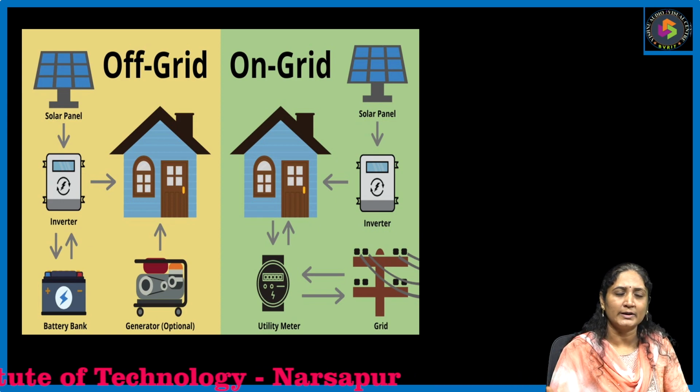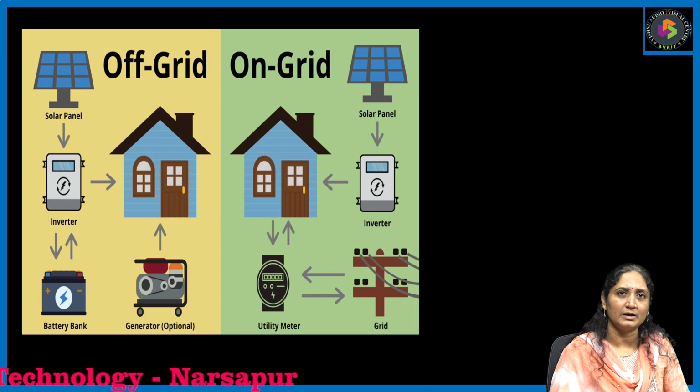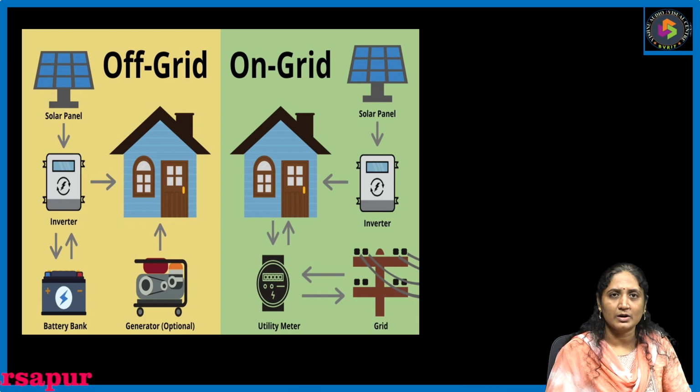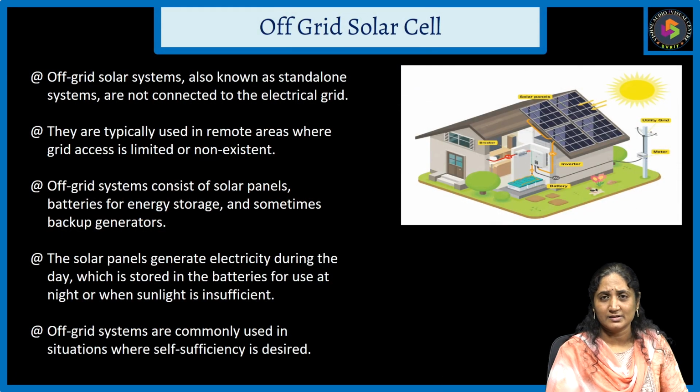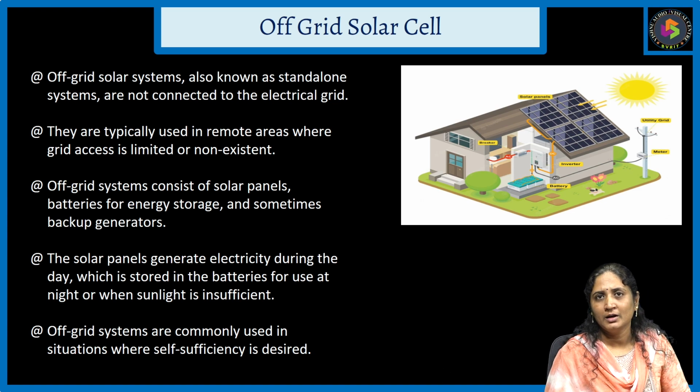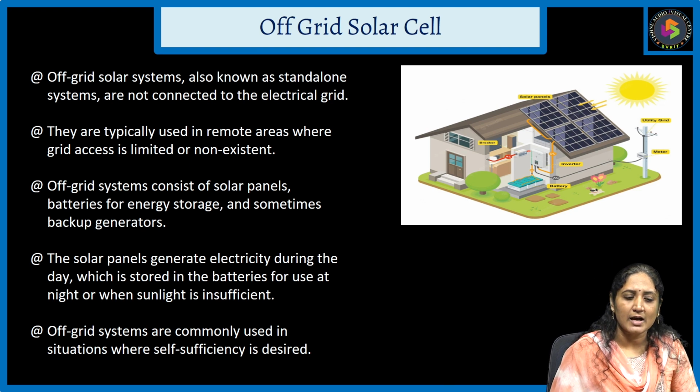For example, in remote areas there is no grid. So at that time, for off-grid, we can use solar panels. See this example: if you construct a house in a remote area, at that place we can use solar panels. That means we are using these panels without a grid, right? So that is called off-grid.